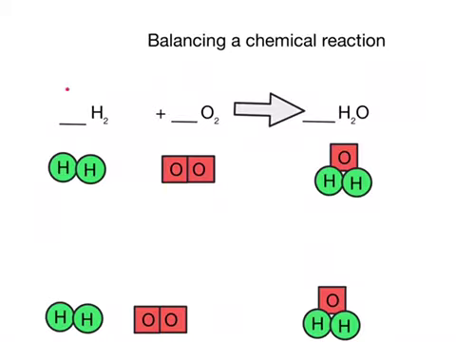A coefficient is my number that's going to go on these lines in front of my element or compound, while a subscript is what's behind it, lower and smaller.